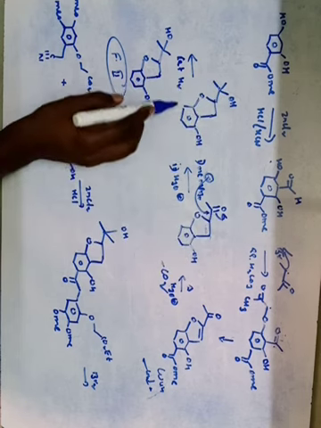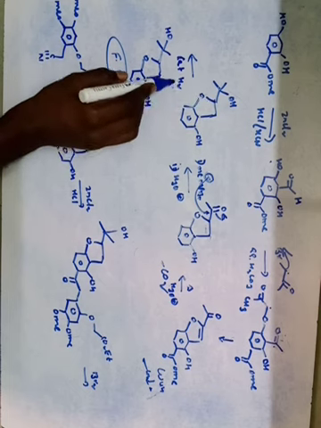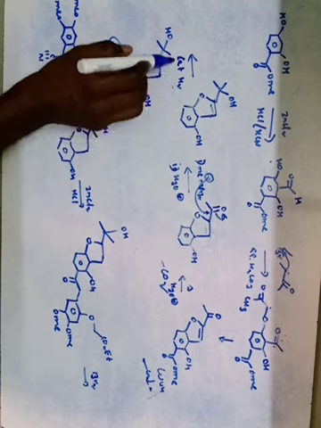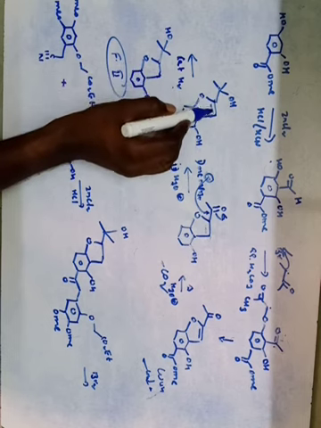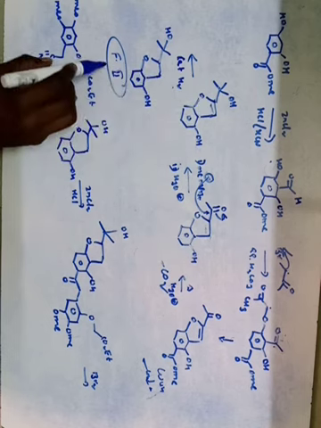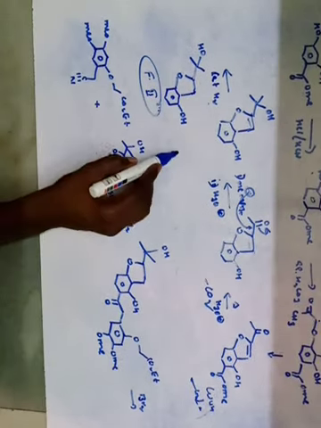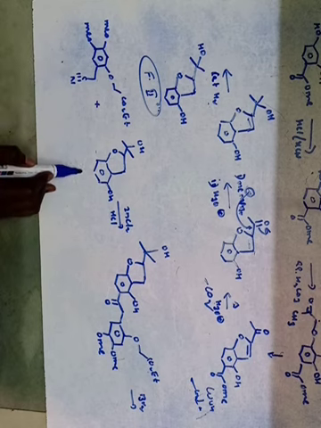And this one undergoes catalytic hydrogenation, meaning there is a double bond here. When we do catalytic hydrogenation, the double bond will be removed. That is fragment 2. In the same way, this is fragment 1 and this is fragment 2.